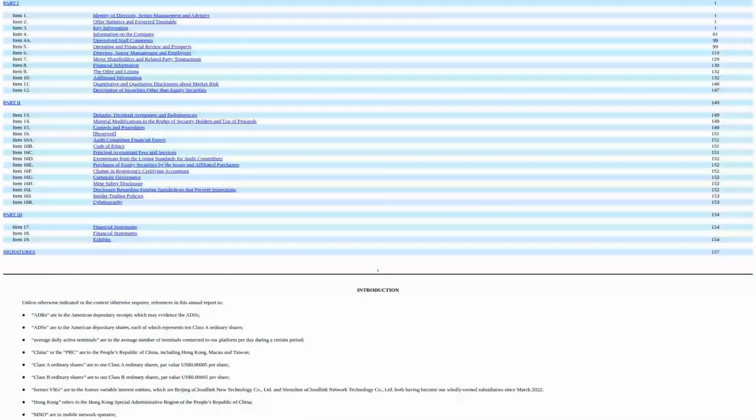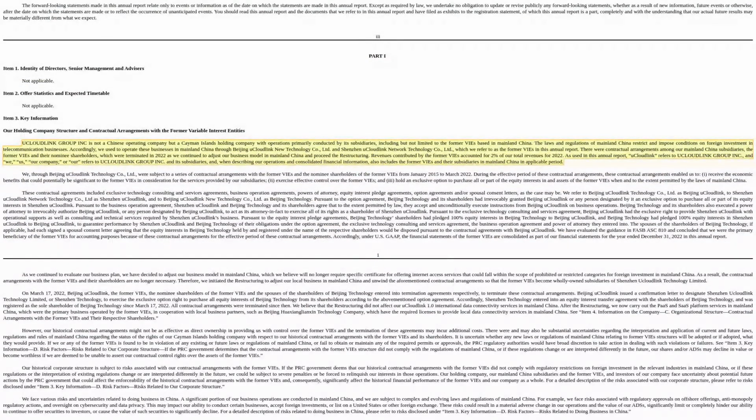focus on what's important. A big part of uCloudlink's story involves something called VIEs, or variable interest entities. These were entities in mainland China, but because of Chinese regulations, uCloudlink didn't directly own them. Instead, they used contracts to control these companies. They've now terminated these agreements. This could add uncertainty and risk, and we will dig into that later as it affects much of the numbers.